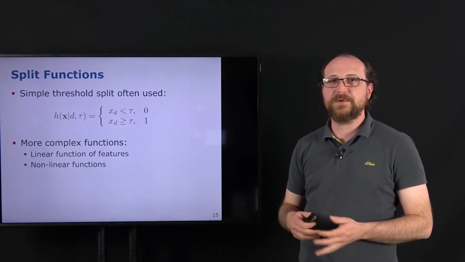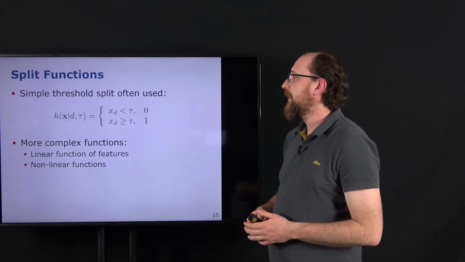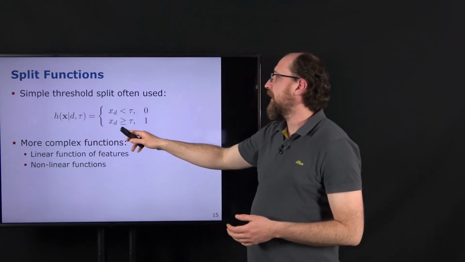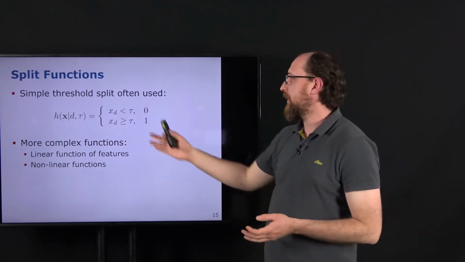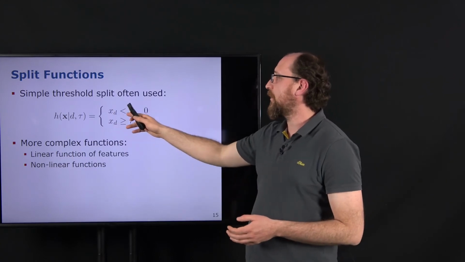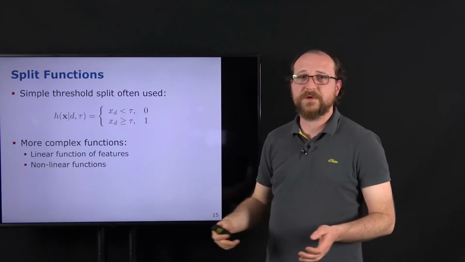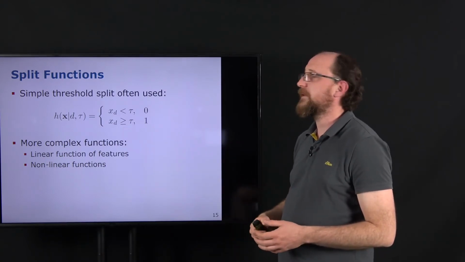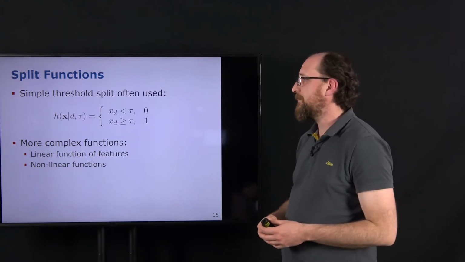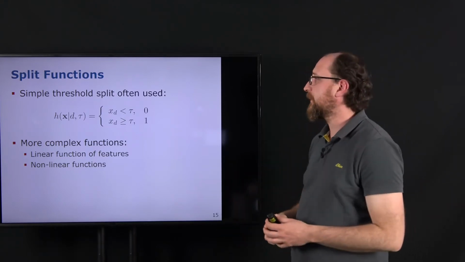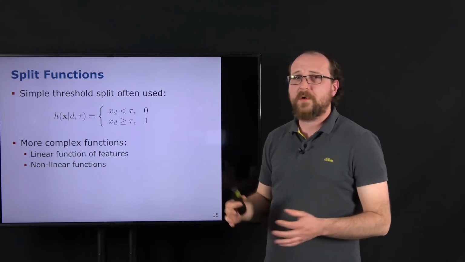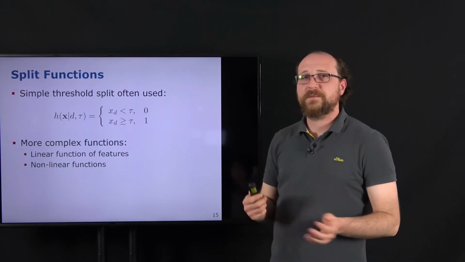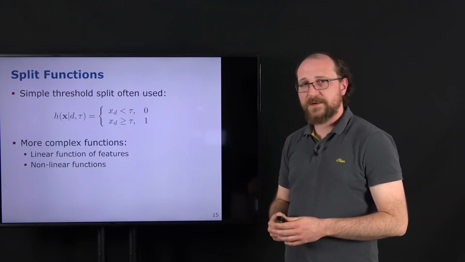And a very simple split function is basically that we are just using some feature, so xd, from the whole feature vector, and then just threshold it with this tau here. So that means if xd is smaller than tau, then we are returning 0. And when xd is greater or equal to tau, then we are just returning 1. But of course, we can also use more complex functions. But this is already, when we combine it and make a very deep tree, a very capable thing in the end.